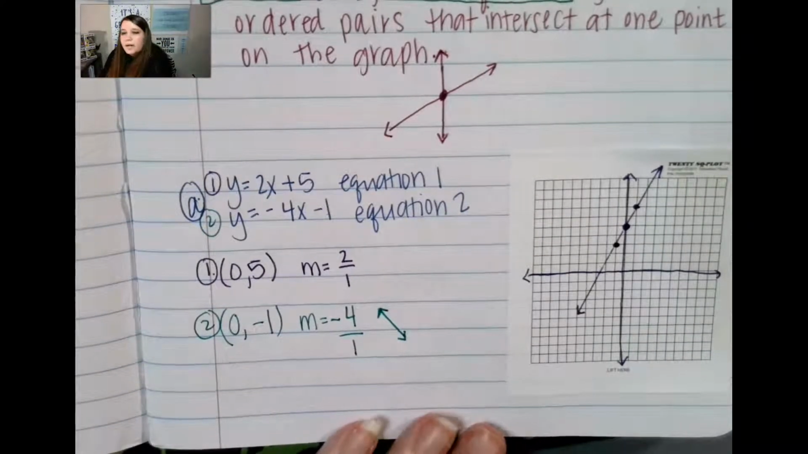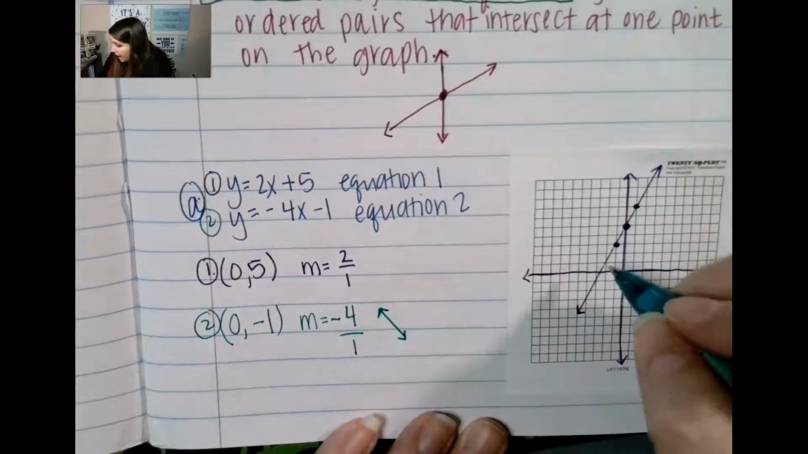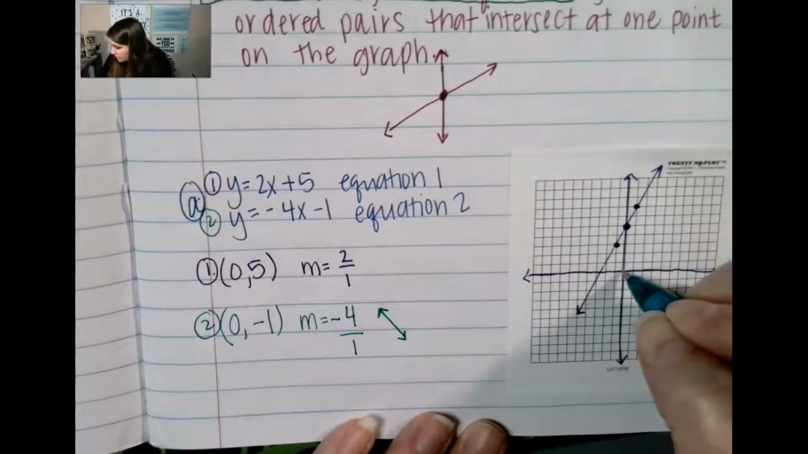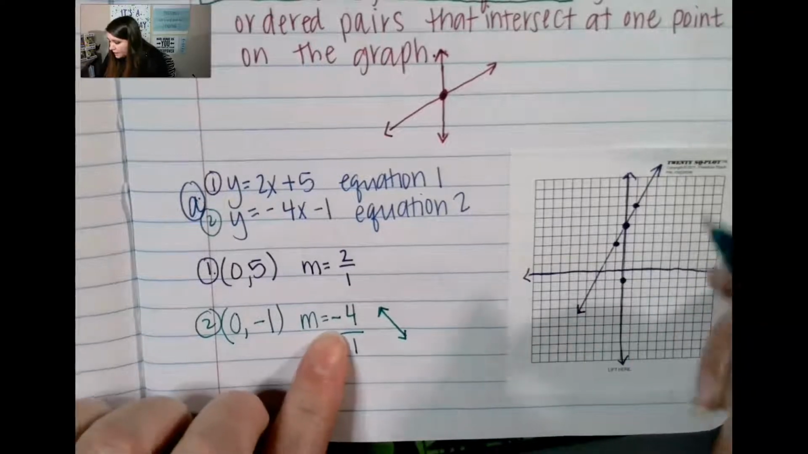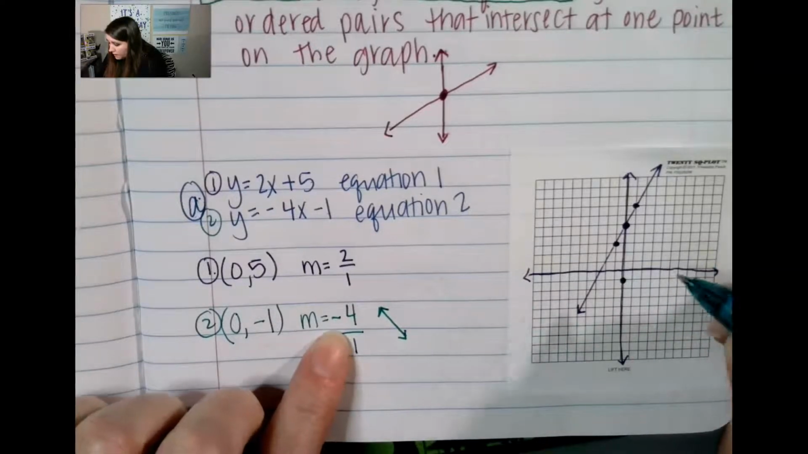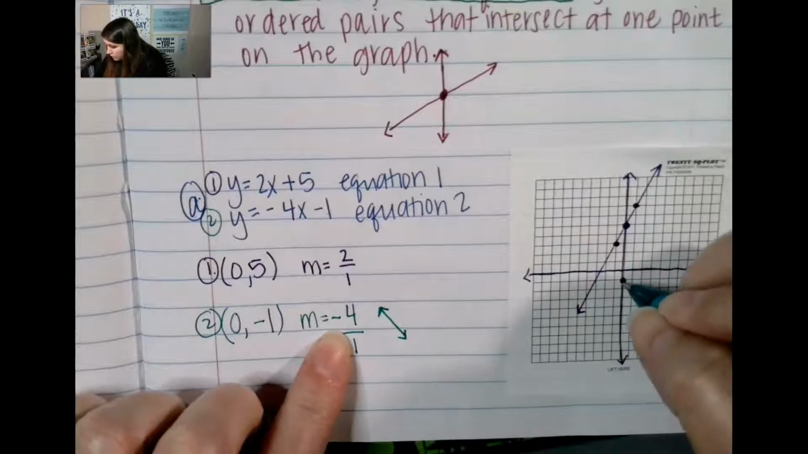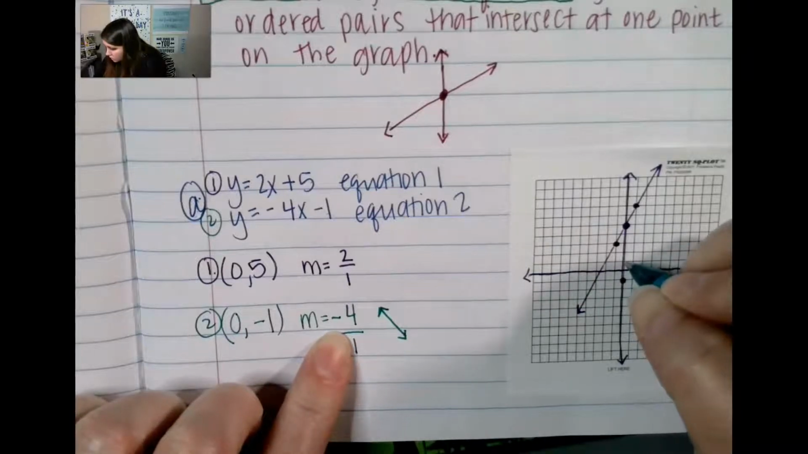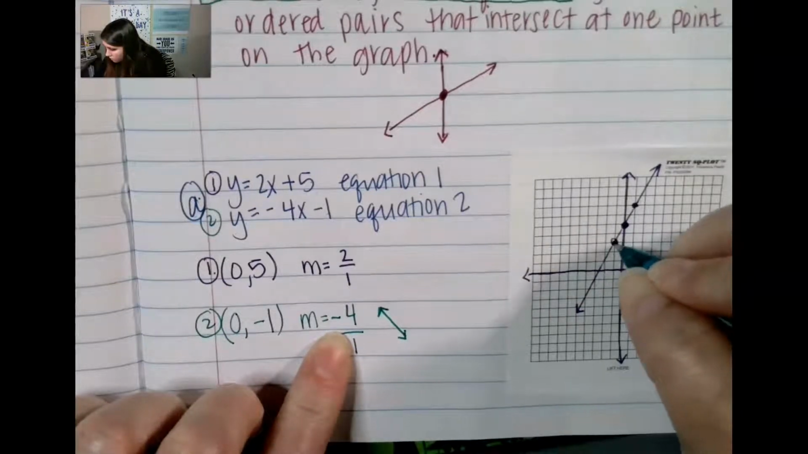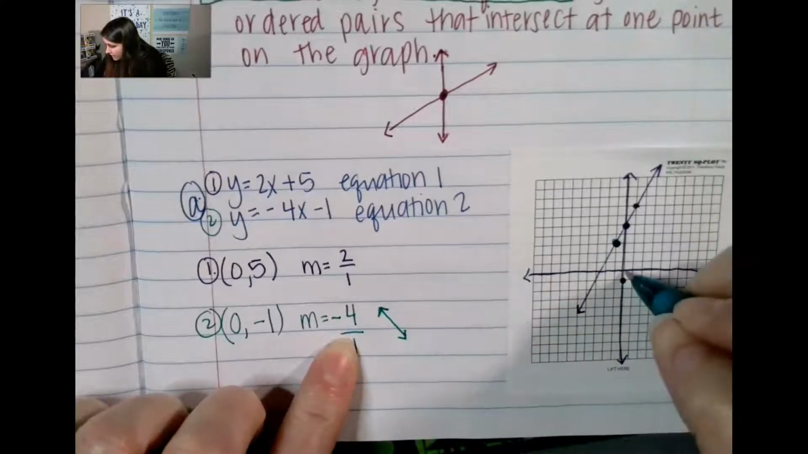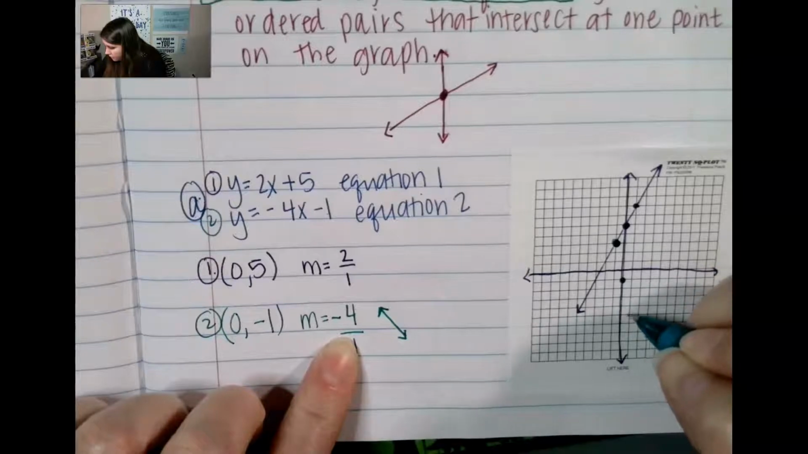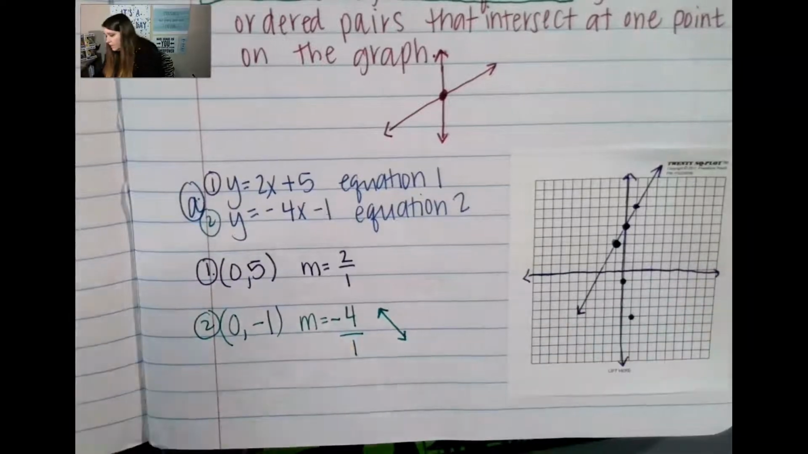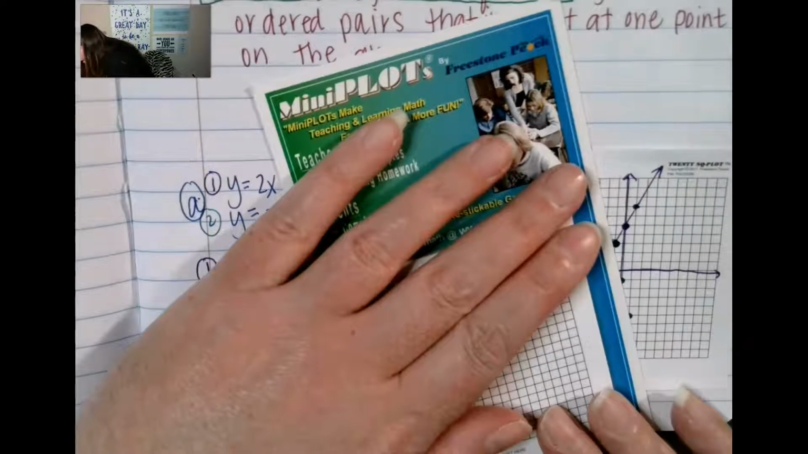Okay, so let's go ahead and look at this one. So we're going to start at 0, negative 1. So here's 0, and then negative 1. And then we can go up and down 4 over 1. So we're going to go up 4, 1, 2, 3, 4 over 1. Ooh, look at that. And then down 4, 1, 2, 3, 4 over 1. And we're going to just draw our line.